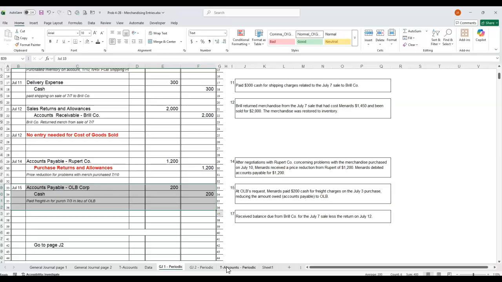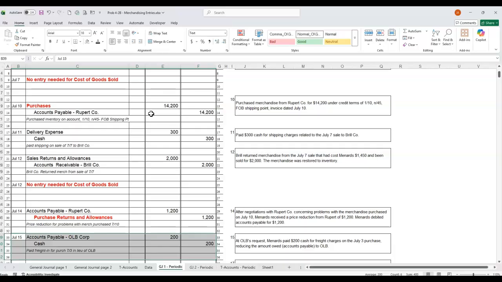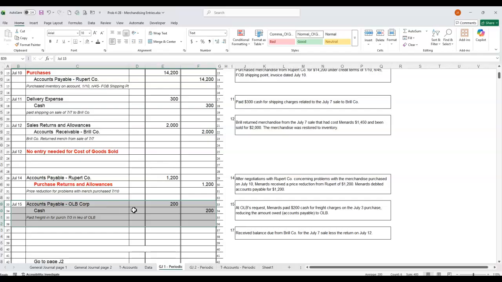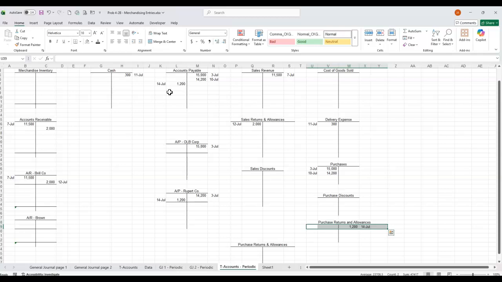Because when the time comes to pay it, they're going to say, okay, instead of paying the whole $15,000, just knock off $200 for what you paid for the freight for us, as a friendly gesture, just a way to make business work better. So debit accounts payable, $200. Also debit the subsidiary ledger and credit cash. Okay.